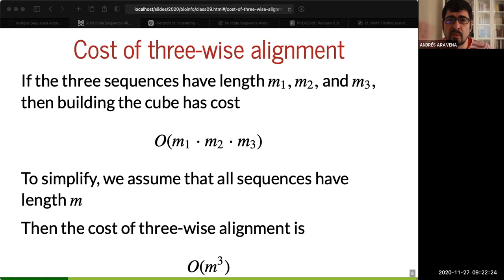And to simplify life even more, we will make a very strong simplification. I will say that all sequences have length M, which is not a bad assumption because in general, we will be aligning sequences that are more or less the same size. Since you are aligning many instances of the same gene, they tend to have more or less the same size. Let's say around 100, around 1,000, something like that. So it is not a bad approximation. But the bottom line is that if pairwise alignment grows like M squared, aligning three sequences is something like M cubed.